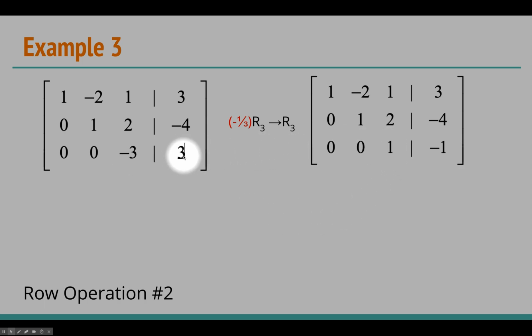And -1/3 times +3 gives me -1. So column 3 is now done. I have a 1 in that position and only zeros below it, which in this case doesn't really apply. And I'm in row echelon form because I have 1s along the diagonal and zeros below those 1s. And all the numbers over here are going to be useful for solving the final solution of the system of equations. Okay, so that's basically our last step.